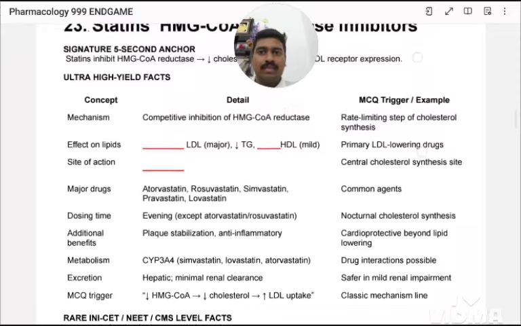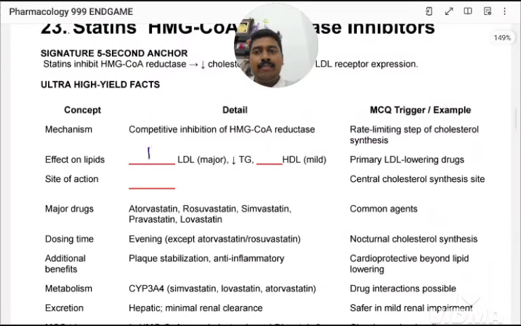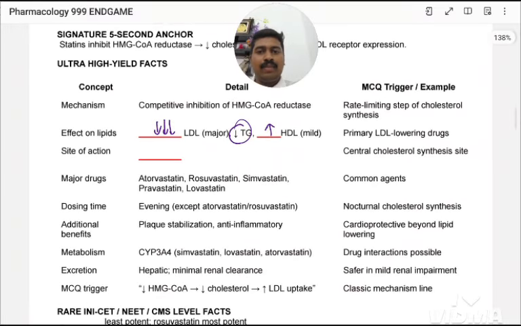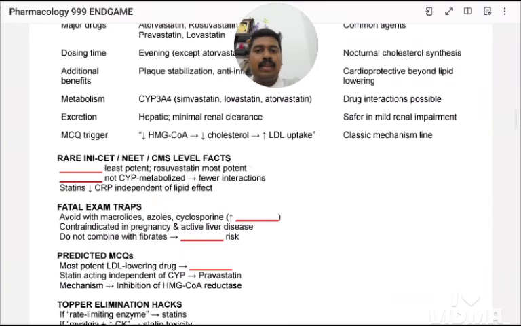Now let's solve questions. Effect on lipids: LDL is majorly decreased, triglycerides are moderately decreased, and HDL is mildly increased. Site of action, what is the site of action? It is liver. Next, rosuvastatin is most potent, least potent is fluvastatin. Which one is not CYP metabolized, I told you, which P? Pravastatin. That tunnel you remember now.